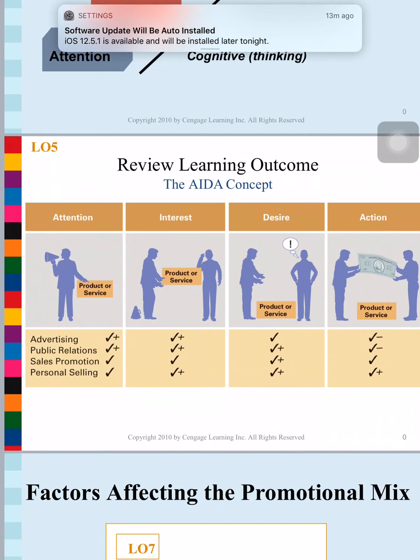And then the last stage, the last part of the AIDA concept, is action. Action is where you go for personal selling. Okay, they want to purchase the products.